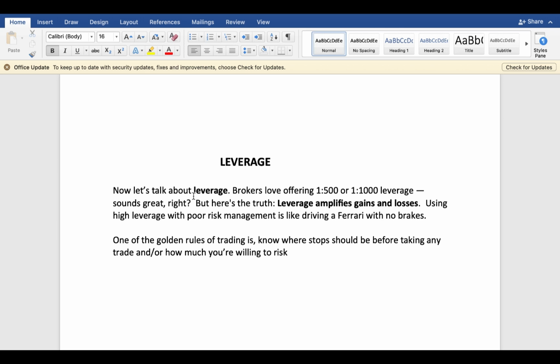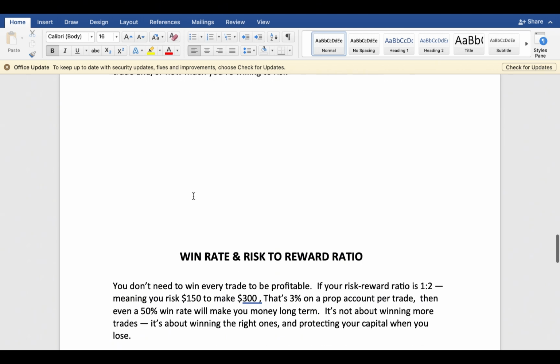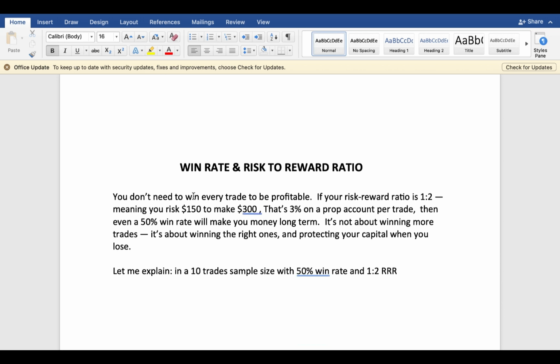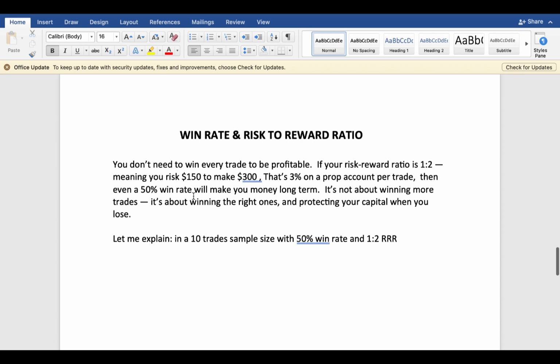Okay, so that's all I'm going to touch on about leverage, right? So let's go on to the next, the bread and butter of this, which is the win rate and risk to reward ratio, right? And just as I pinned down here, you don't need to win every trade to be profitable, and in truth, you won't even win every trade to be profitable.